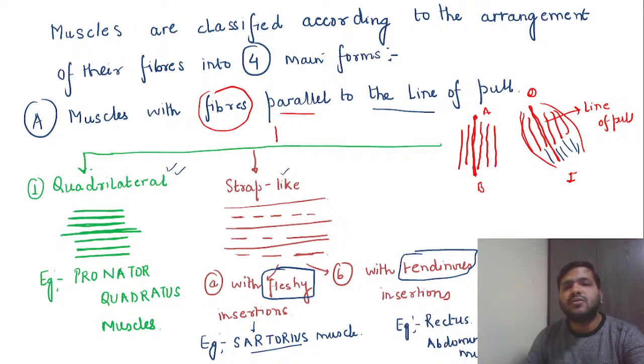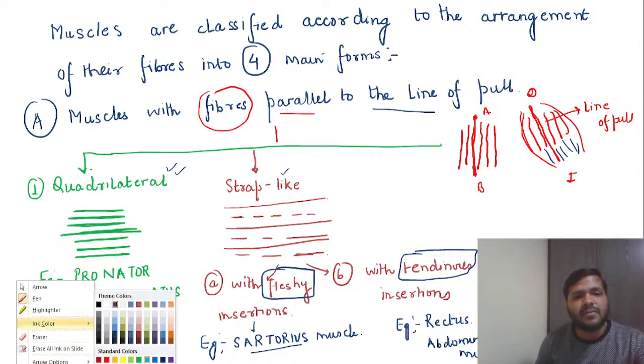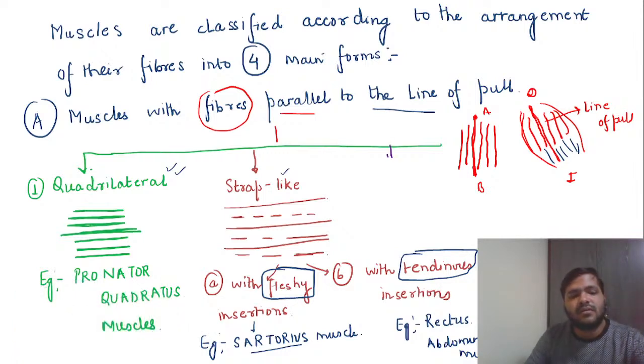Coming on to the third one in this particular category, that is fusiform. Fusiform. So this is the third one. Strap-like, fusiform.